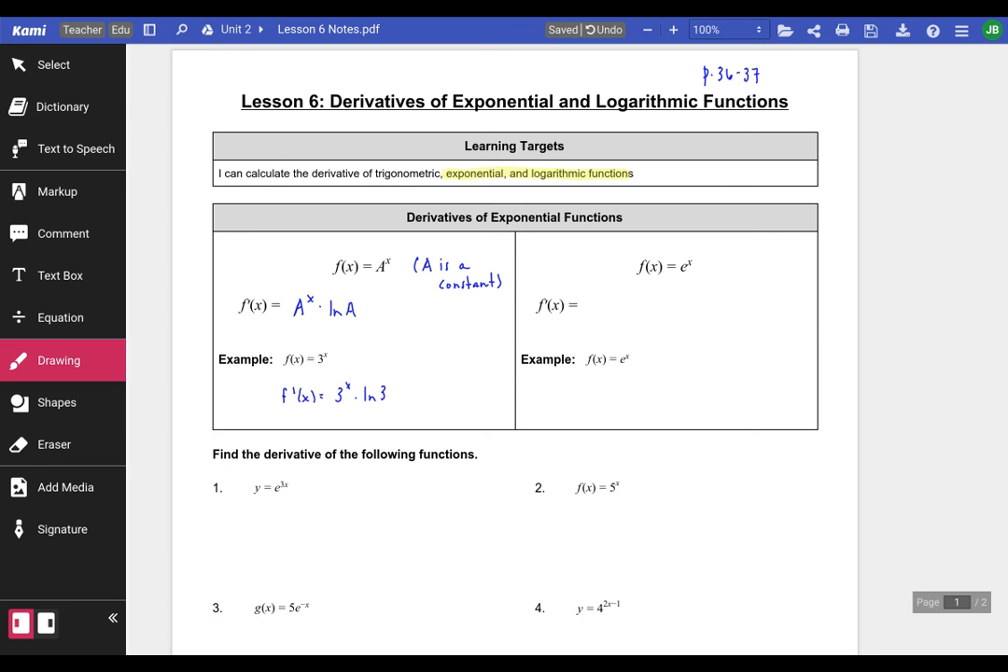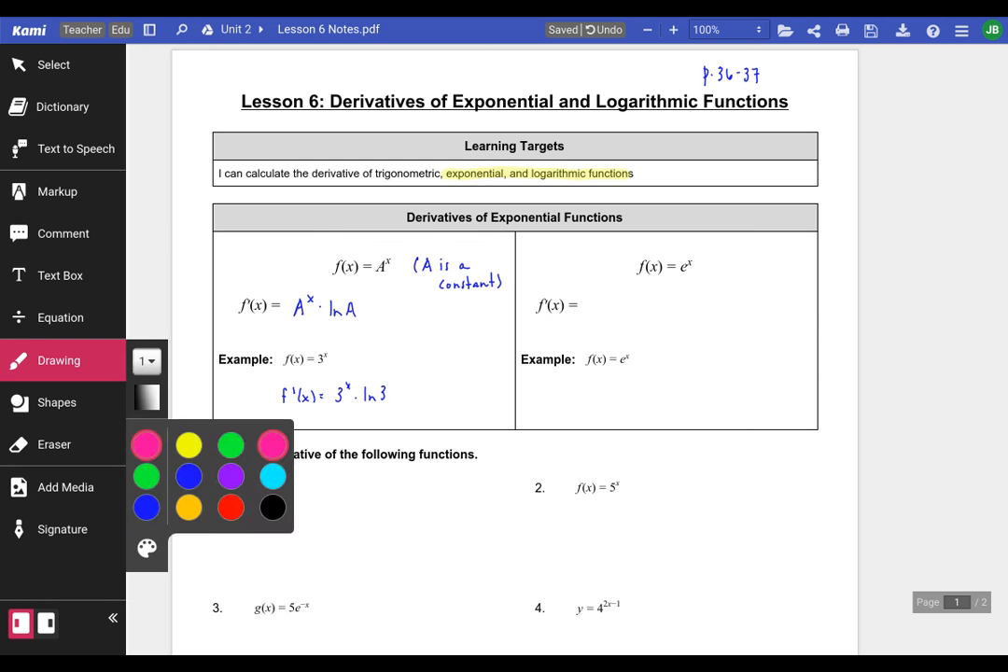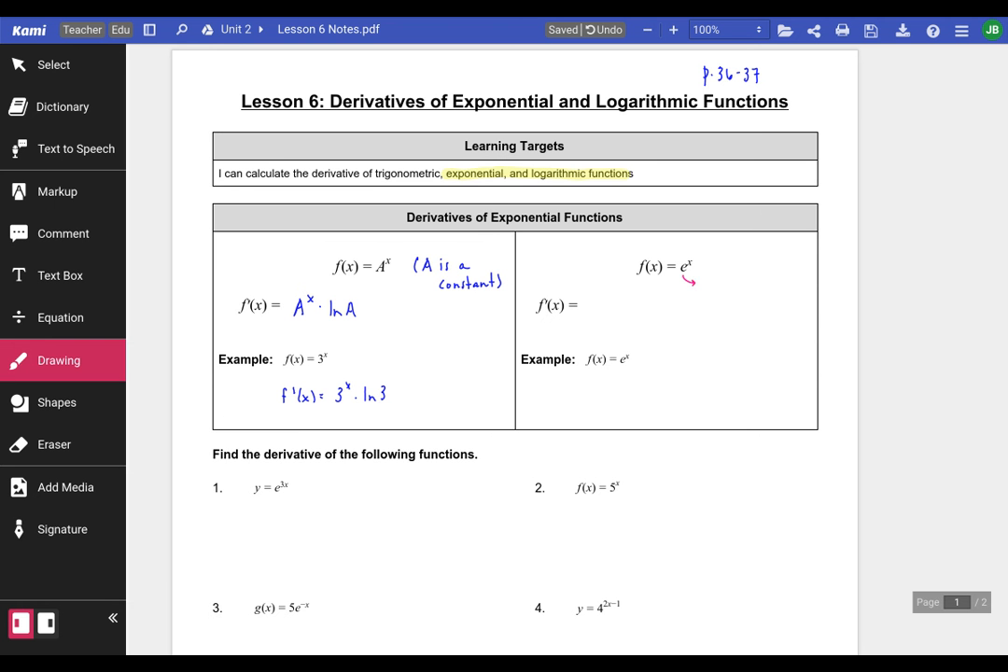Now, we have another function, f of x equals e to the x. And this is really just a special case of our general exponential function. Remember that e is just a number, right? E is approximately 2.718. So in this case, our a from our previous example is 2.718, or e. So if we're going to take our derivative and we follow our previous pattern here, well, I'm going to make a note here. This is really our a. Our a is e. So we have e to the x times the natural log of a.